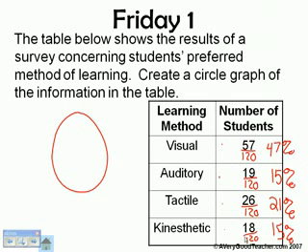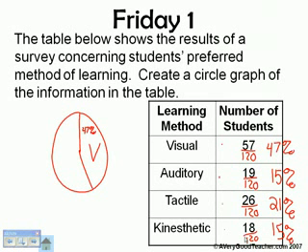So when I make my pie chart, I'm going to use those percents. The first one is a little bit less than 50%. 50% would be cutting the circle in half, so we'll do a little bit less than 50%. And this will be visual. That's 47% right there.